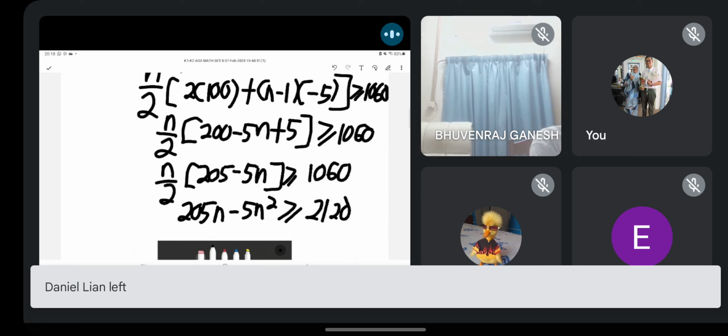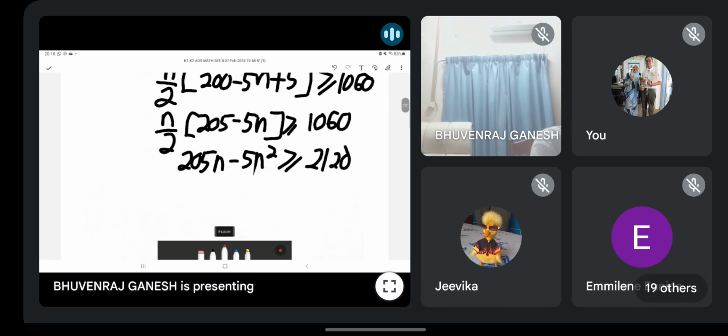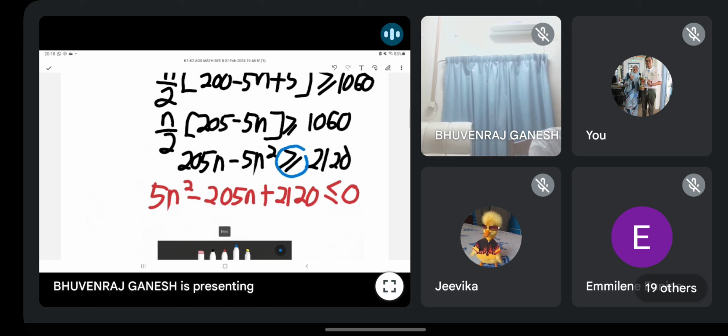Okay, so sekarang you rearrange it in the quadratic format. Okay, rumus quadratic: minus 205n plus 2120 less than or equal to 0. Guys, do you all understand why I changed the symbol macam ni? Anyone can tell me? No.